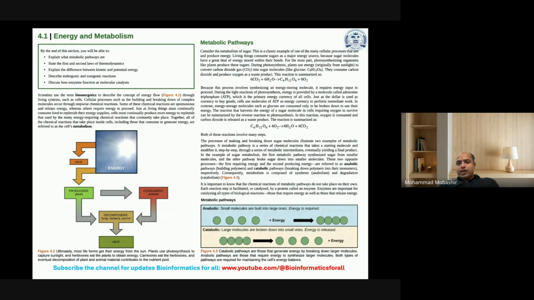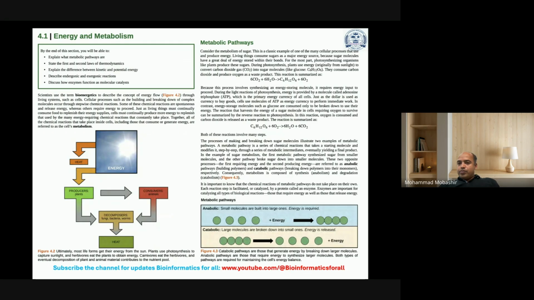So when you are saying breaking something, then definitely you can understand what could happen in breaking. So the two possible processes are anabolic pathways and catabolic pathways. The first requires energy to build some polymers, you need energy, but when something is broken down, then the energy will be released. So it is important to know the chemical reactions of metabolic pathways which do or do not take place. Okay, and definitely they do not take place on their own.